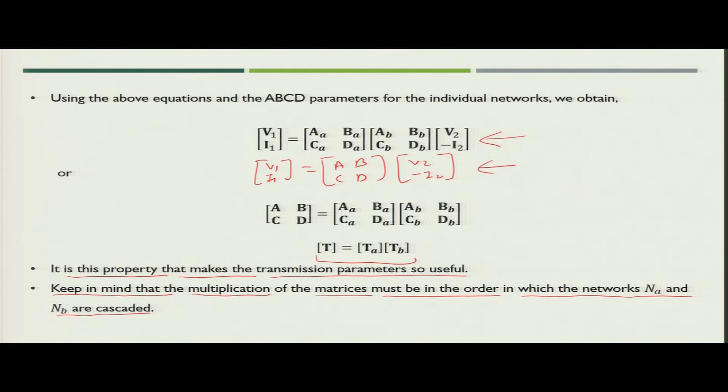Whenever we have a very large network connected as a set of cascaded 2-port networks, the T parameters of the overall network would be the multiplication of all the T parameter matrices of the individual subnetworks. So, if there are n 2-port networks which are part of the overall bigger network, all n T parameter matrices would be multiplied in the particular order in which the cascaded networks are connected.